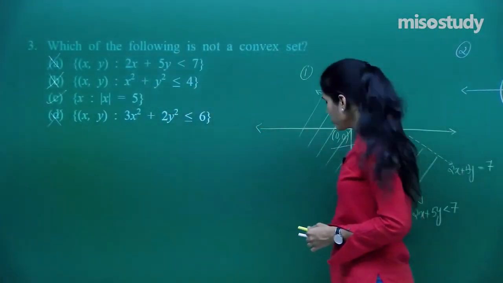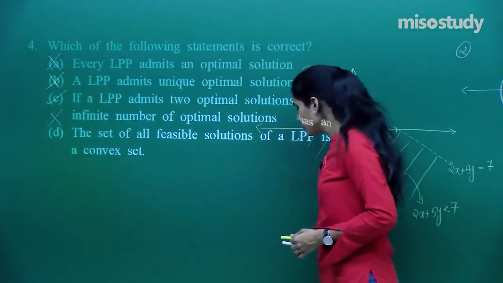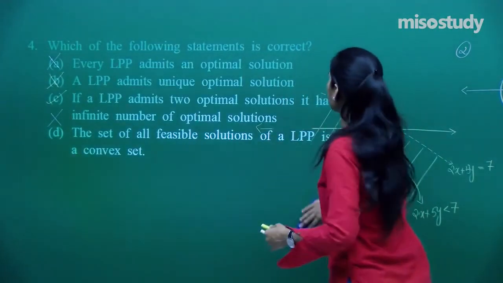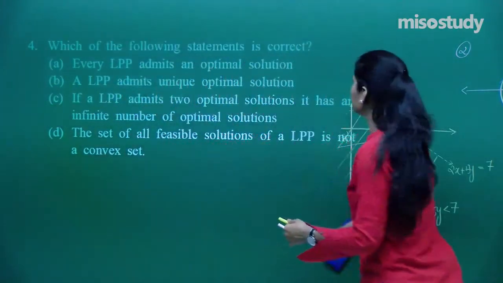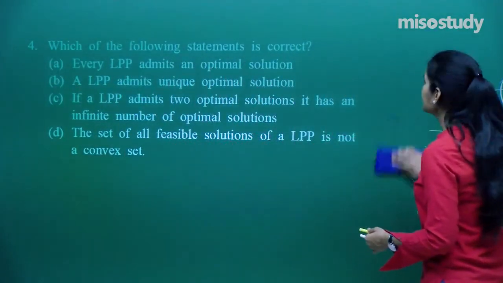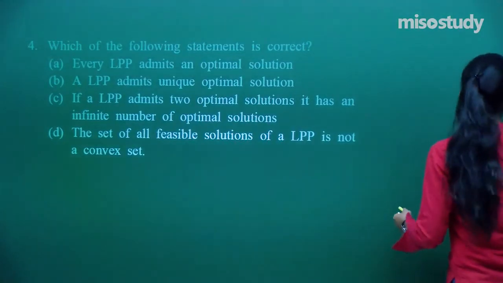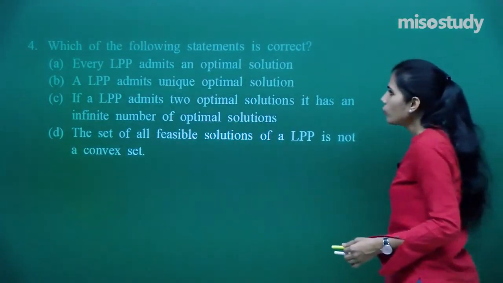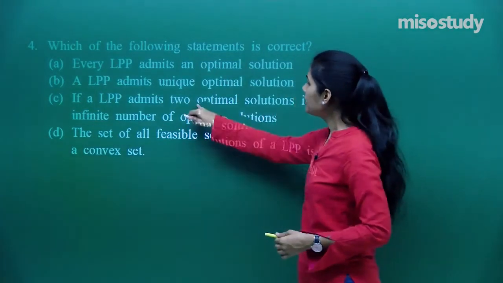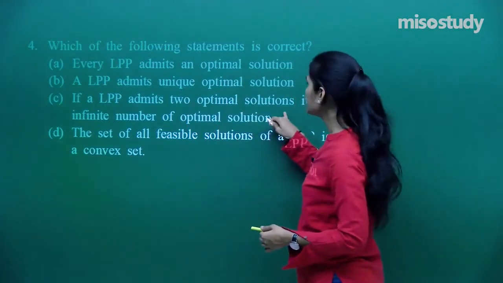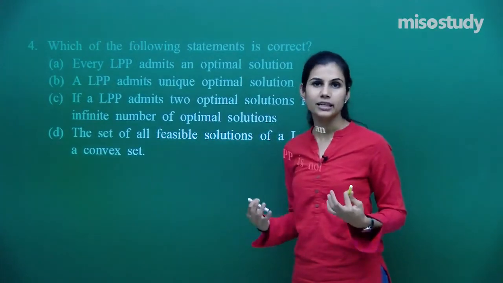Fine. Moving to the next, we have which of the following statements is correct? Every LPP admits a solution, wrong. An LPP admits unique optimal solution. Wrong. We have witnessed LPPs which have more than one optimal solution. A is wrong, B is wrong.